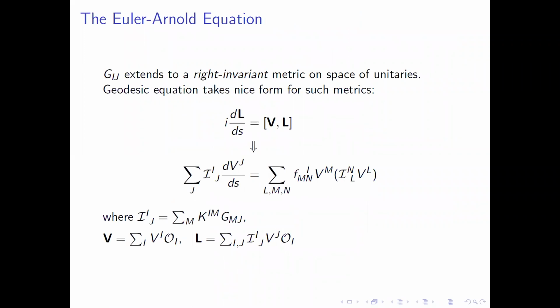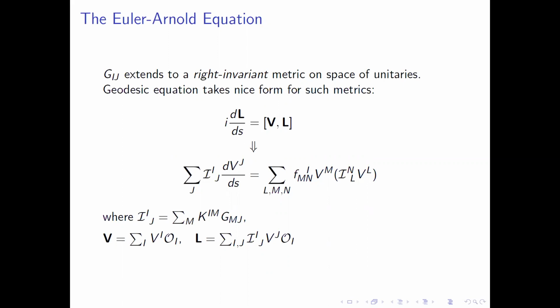So with these cost factors, the metric on the Lie algebra extends to a right invariant metric on the space of unitaries. This metric would be bi-invariant if not for the cost factors. And it turns out that for manifolds with this group structure, the geodesic equation takes a particularly nice form that you might recognize in the first equation here. It looks a lot like the Euler equation for rigid body motion. You might call it the Euler-Arnold equation. And in the second line, we've written it in terms of indices and the structure constants. So here V and L are operator versions of the velocities along the path. And I is this matrix defined in terms of the metric and the Cartan-Killing form.